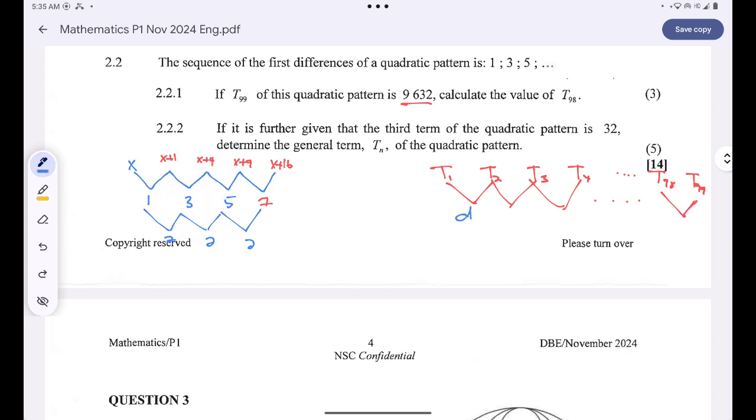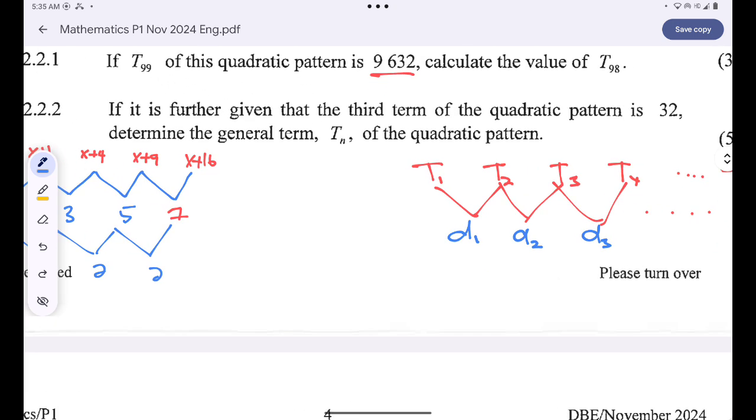I'm going to call it D1, D2, D3, and then the term over there will be simply D98. How do I know that? Please note that, guys, the difference between the second term and the first term will give us the first term of the first difference. So the difference between T3 and T2 will give us T2 of the first difference. The difference between T4 and T3 will give us D3, rather the third term of the first difference.